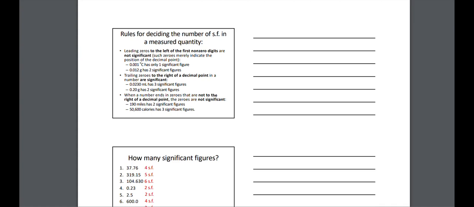All right, let's look into more zero rules. Leading zeros to the left of the first non-zero digit are not considered significant figures. What does that mean? If you look at 0.001, all these zeros to the left of the 1 will not be counted as sig figs. In this case, 0.001 will be considered a one significant figure number because all the zeros to the left of a non-zero digit will not be counted.